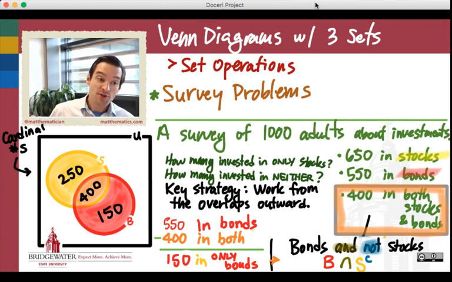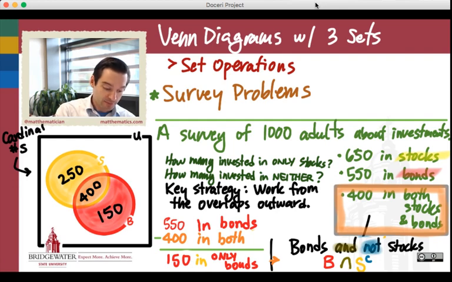So now every region in my Venn diagram has been accounted for but one. The only region we haven't accounted for yet is the white region, outside of B and S, but still inside of my universe. And those would be the respondents to my poll who are not invested in bonds, so they're outside the red circle, but who are also not invested in stocks, outside the yellow circle. These are the people that are invested in neither stocks nor bonds.